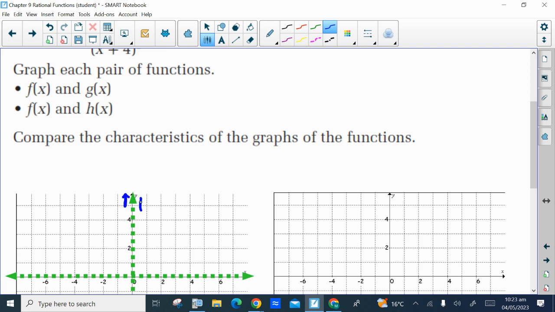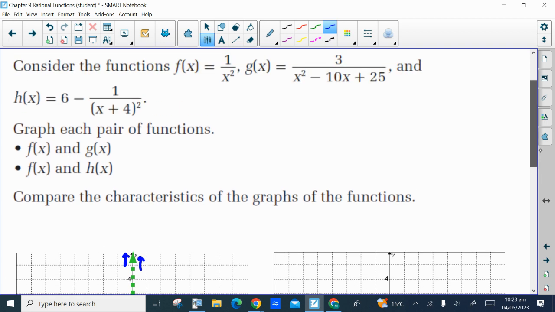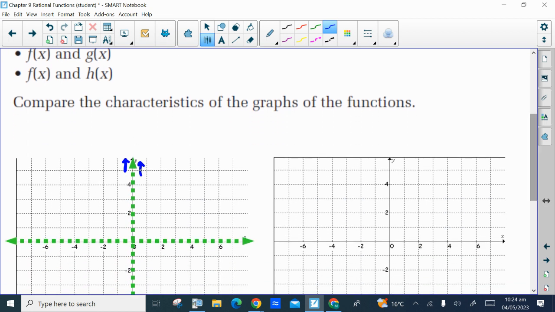And then as x gets larger and larger, like let's say x is 5, well, 1 over 5 squared will be 1 over 25. It's going to get smaller. When x is 10, 1 over 10 squared is 1 over 100. It's even going to get smaller. It's always going to be positive, but it's going to approach 0. So this graph is going to look something like this.